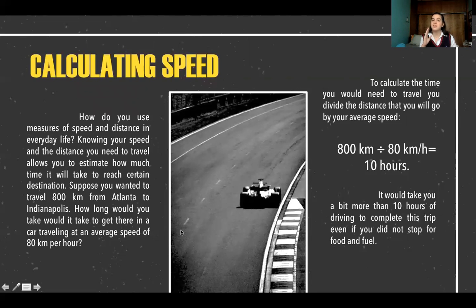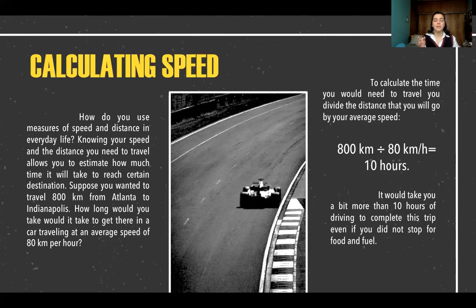They have given us the distance that we must travel, and they have given us the speed at which we will travel. We can then calculate the time that we need to do that small trip from Atlanta to Indianapolis. To calculate the time you will need to travel, you divide the distance that you will go by your average speed. So we have 800 kilometers, which is the distance that we must travel, and the speed at which we're traveling, which is 80 kilometers per hour.